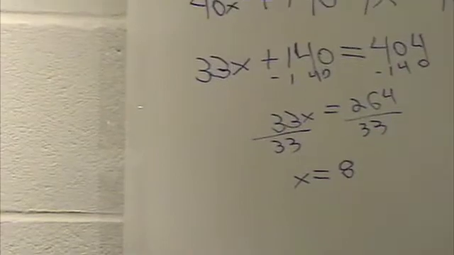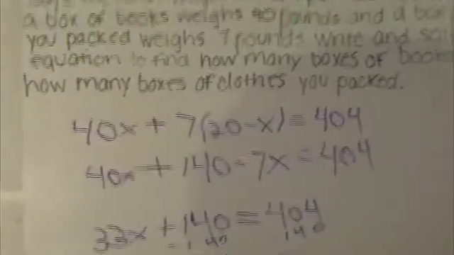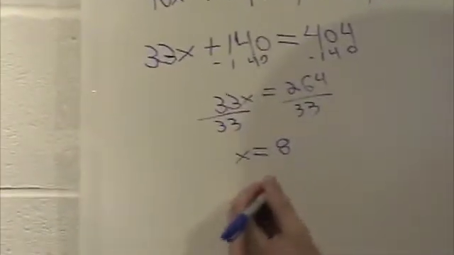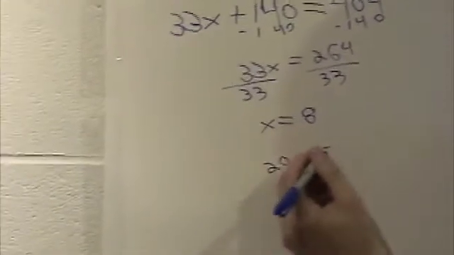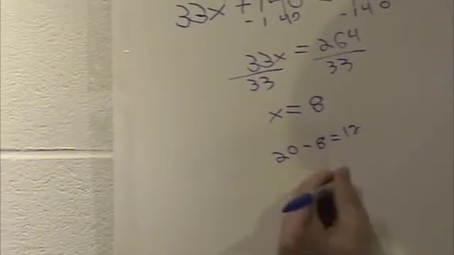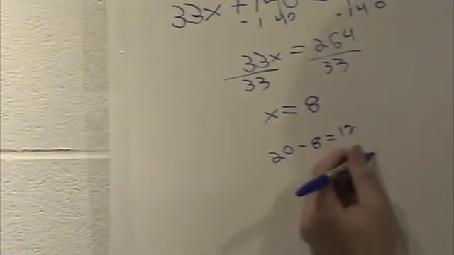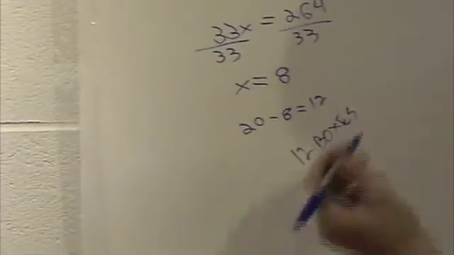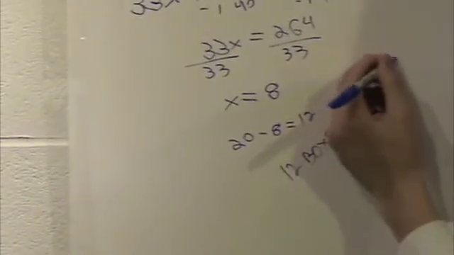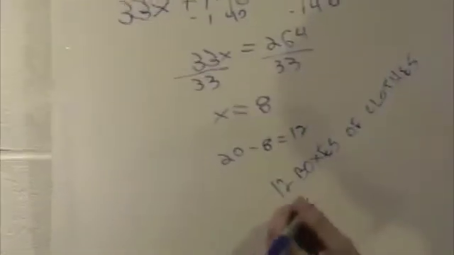And after solving that, you have 8 boxes of books. You had a total of 20 boxes, so you have to take 20 minus 8 equals 12. Therefore, you have 12 boxes of clothes and 8 boxes of books.